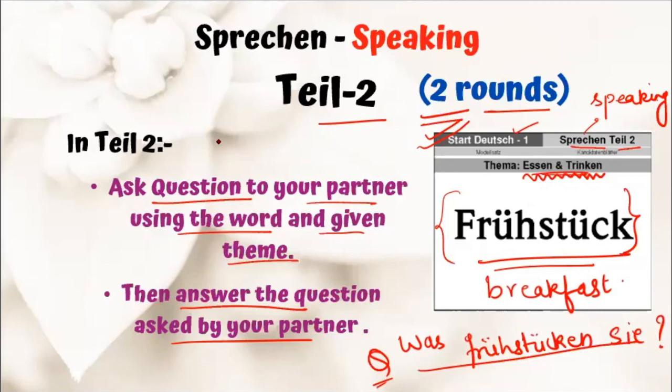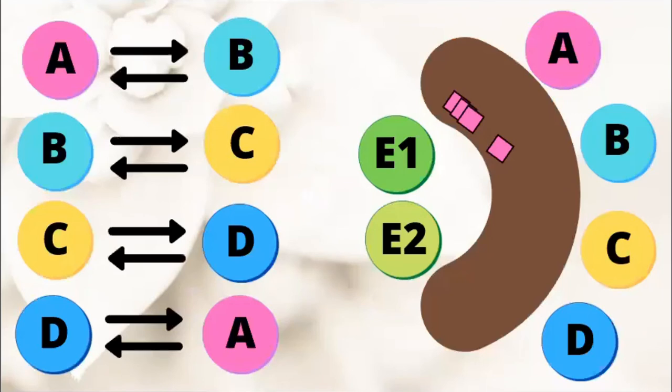So let us see the seating arrangement and the pattern, like how the questions are asked. Here, this is a cue card. Examiner 1 will provide a cue card to persons A, B, C, and D. So now person A will ask a question to B, and then B will answer A. Then B will ask a question to C, and C will answer B.